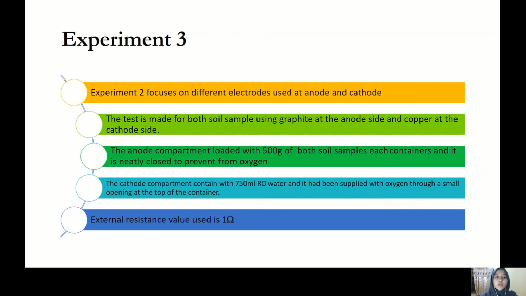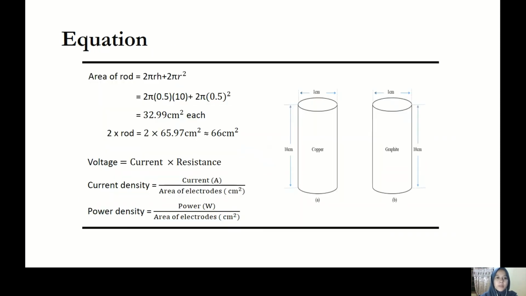For experiment 3, it is also the same, but the only difference is that for the anode electrode we use graphite, and for the cathode electrode we use copper. Here is the equation involved in this experiment. To calculate the area of the electrode, we use the equation of a cylinder, and to calculate the current, we use the equation of voltage, which is V equal to IR, and the current density and also power density.